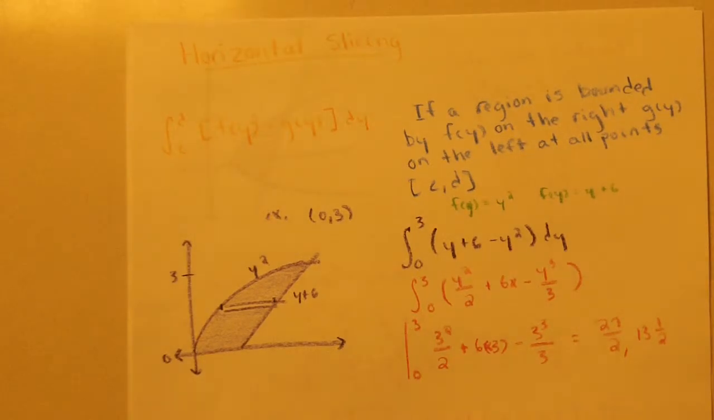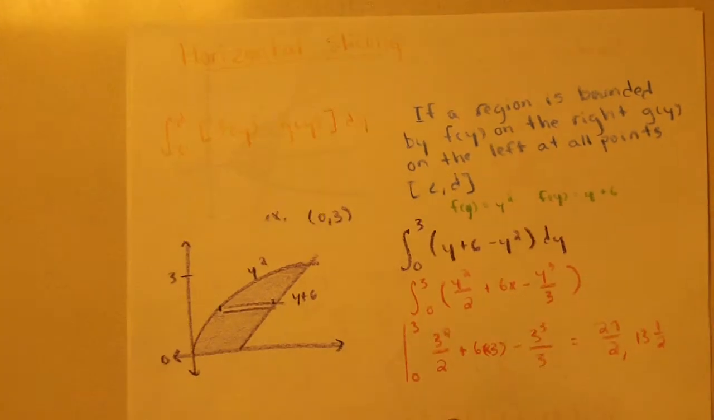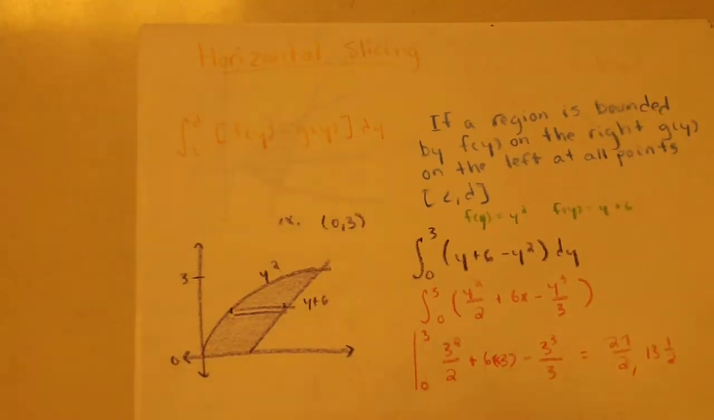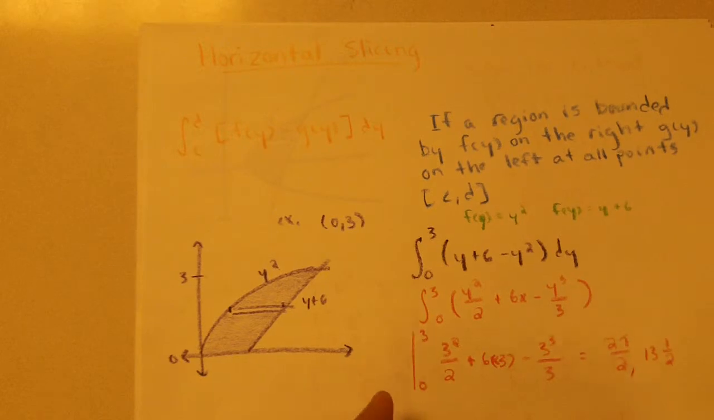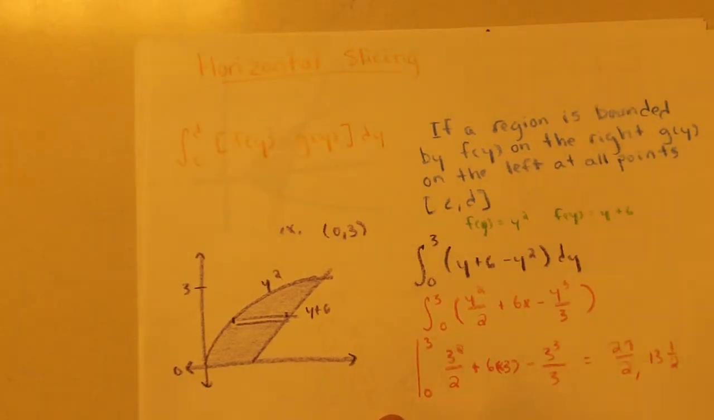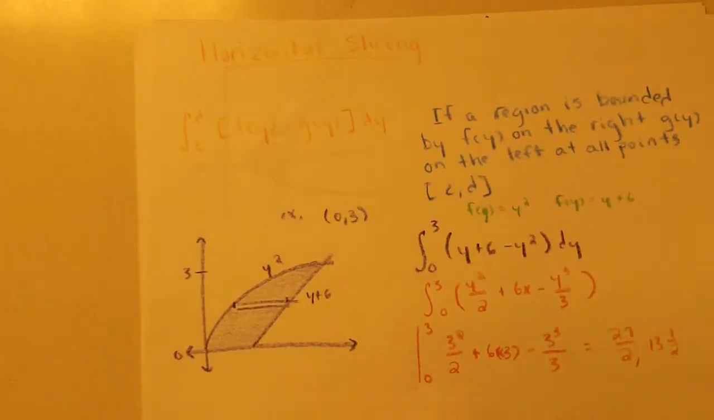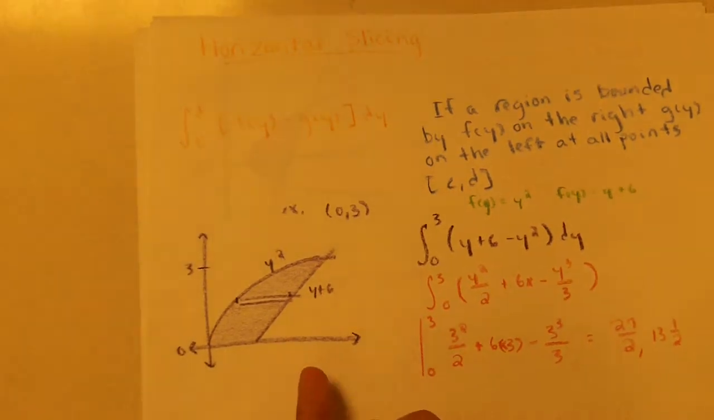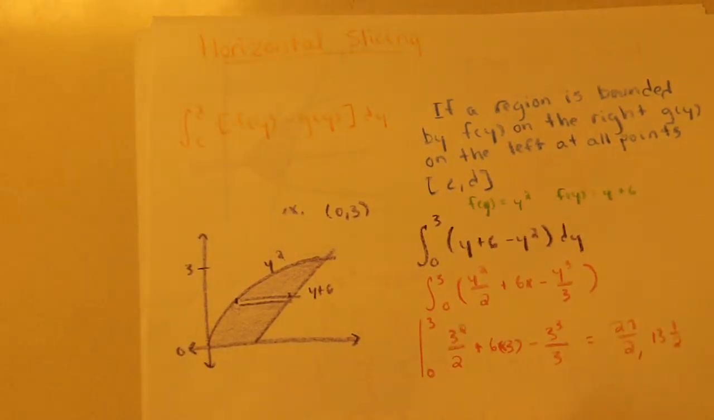For horizontal slicing, it's pretty much the same thing, except you would be taking the integral with respect to y. The equation is pretty much the same. It's just f of y minus g of y. This is another graph of other examples, y squared and y plus 6.